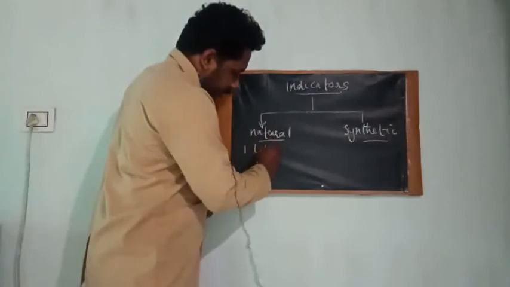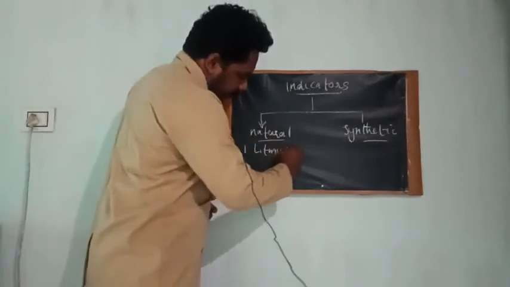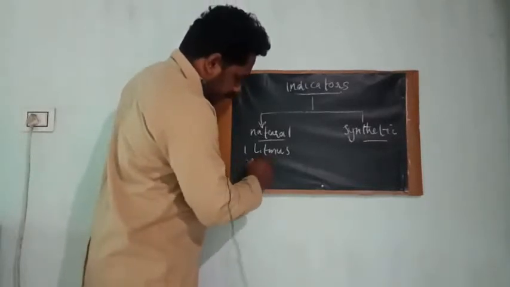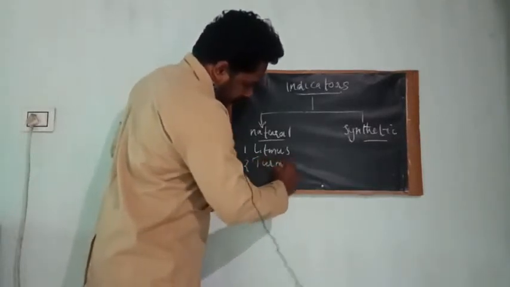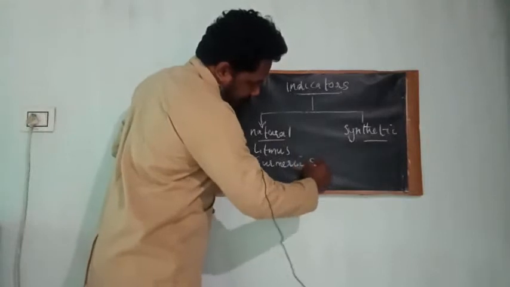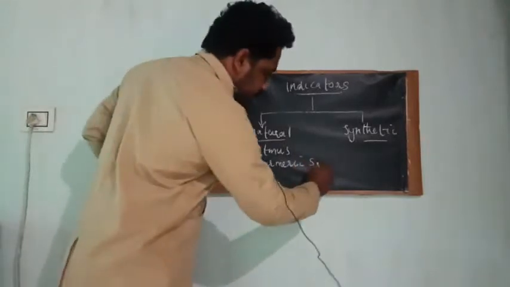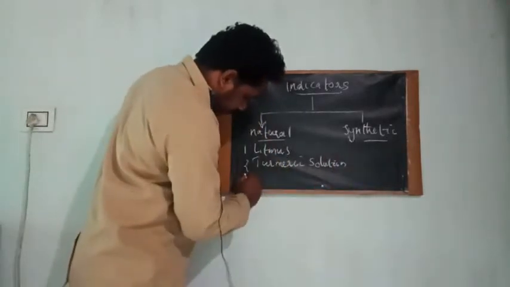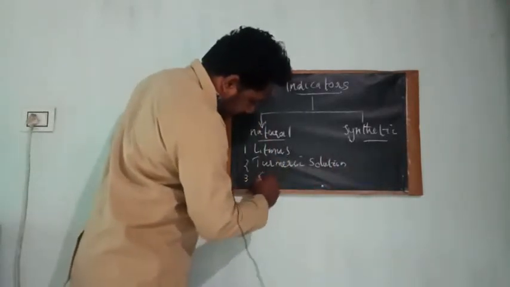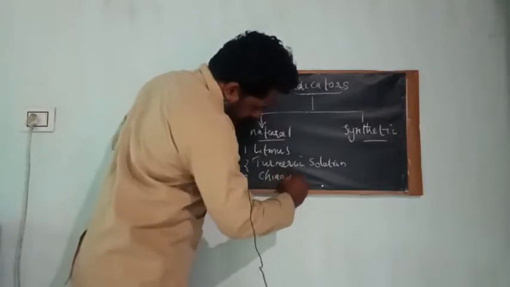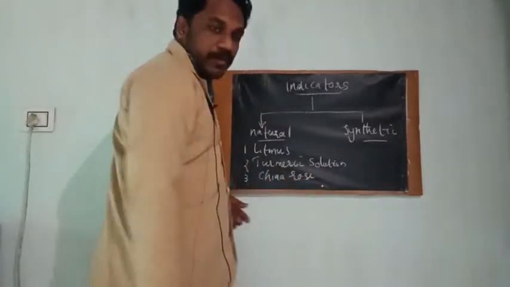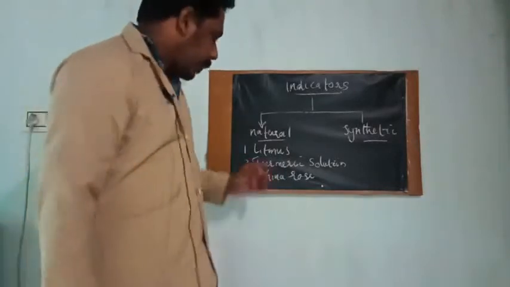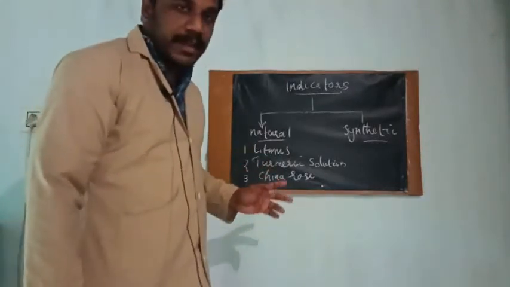First one is litmus indicator, a natural indicator. Okay. Second one, turmeric. Turmeric solution is a natural indicator. And third one, China rose. China rose petals can also be used as natural indicator. Okay, so these are three examples of natural indicator.